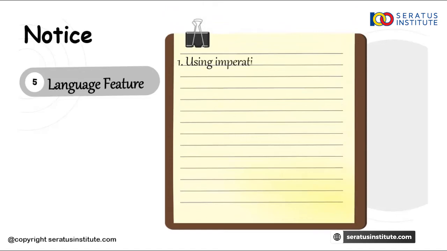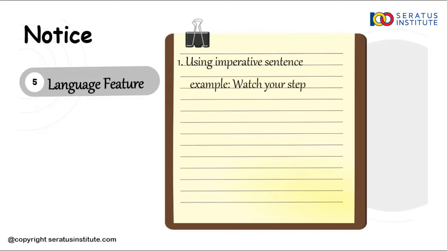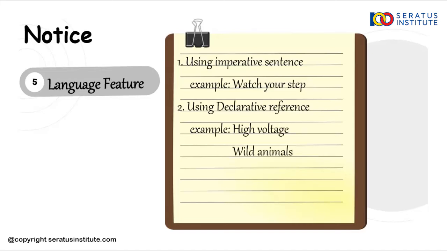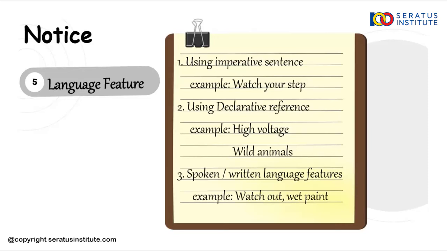The first is using imperative sentence atau menggunakan kalimat perintah. Contohnya, watch your step. The second is using declarative reference. For example, high voltage, wild animals. And the third is spoken or written language features. For example, watch out, wet paint.